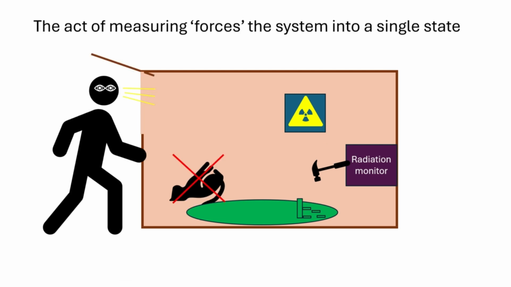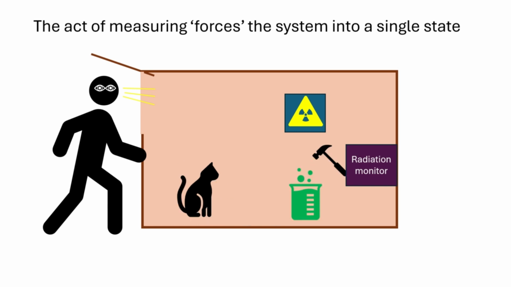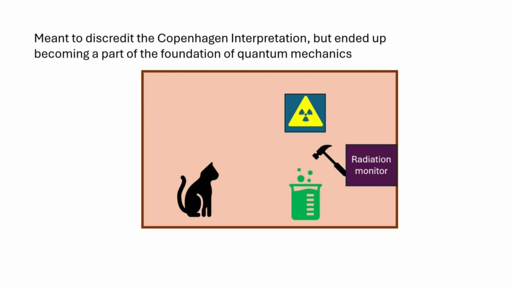But then once the observer looks into the box, the cat will have to be in a single state, such as dead or alive. The Schrodinger's cat thought experiment was meant to discredit the Copenhagen interpretation, but it ended up becoming a part of the foundation of quantum mechanics.